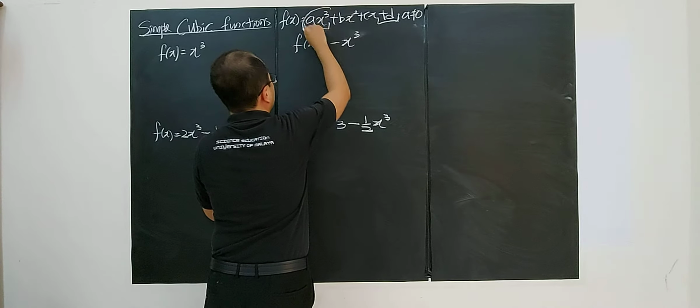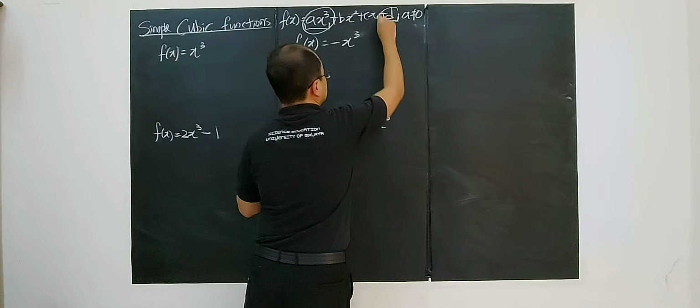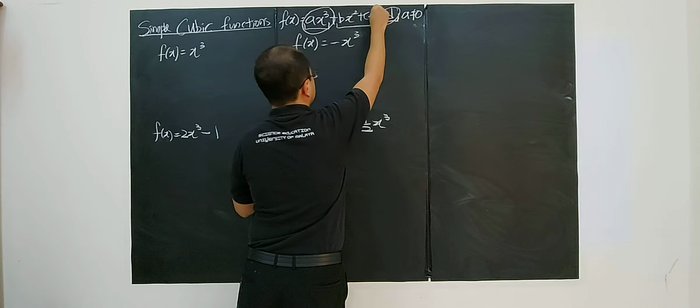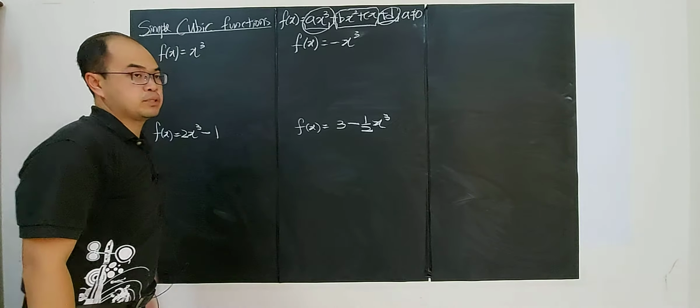So we are going to talk about ax cubed and a constant. Can you see the constant here? The intermediate terms, we will go further into in chapter 10.